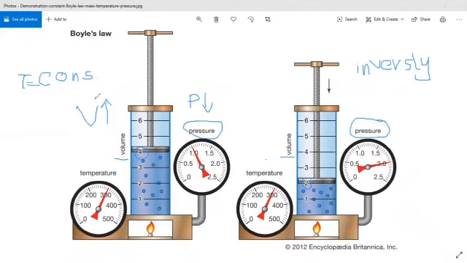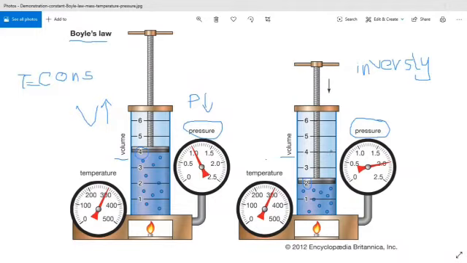Okay, now let's remember together Boyle's law. The relationship between volume and pressure is inversely proportional. When the pressure decreases, the volume increases by the same amount. What is the meaning of this?